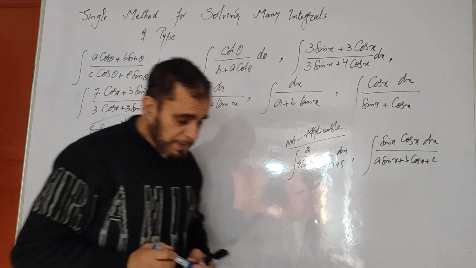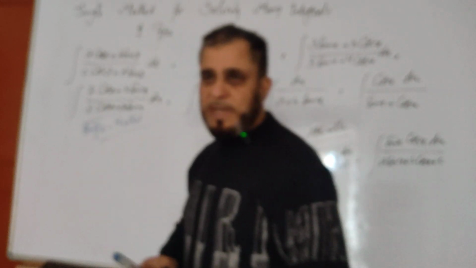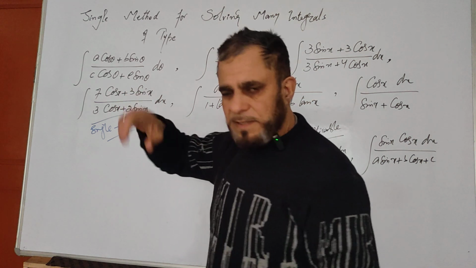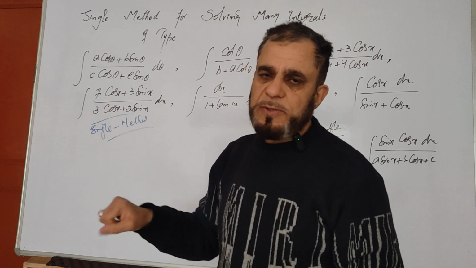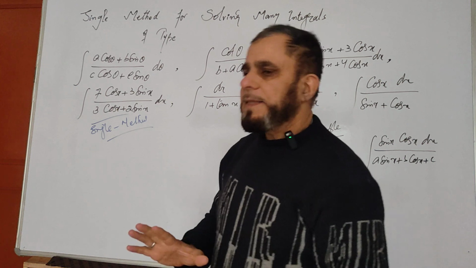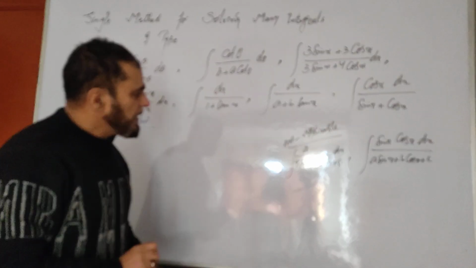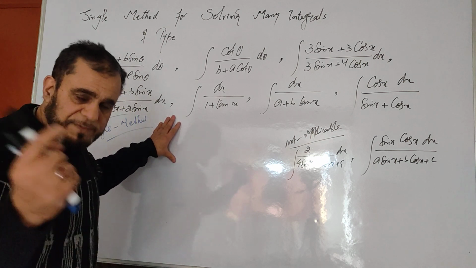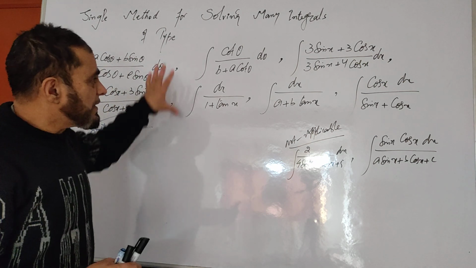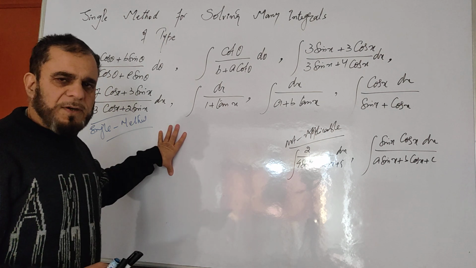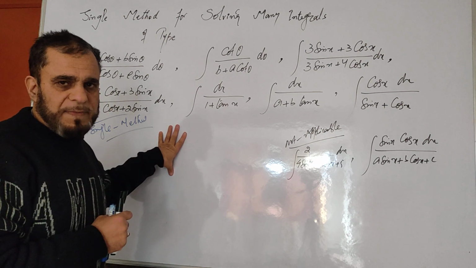Some of you try converting sine and cos into tan. Like cos x, you write (1 minus tan square x by 2) upon (1 plus tan square x by 2). Then sine x in terms of tan, you write 2 tan x by 2 upon 1 plus tan square x by 2. Then you put tan x by 2 equal to some variable, say z or t. You can go that way also, but for such integrals that method sometimes becomes too lengthy.